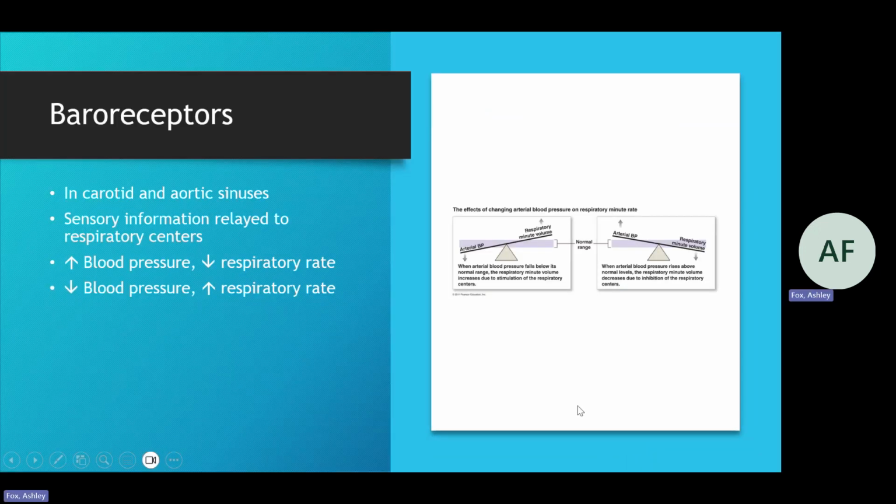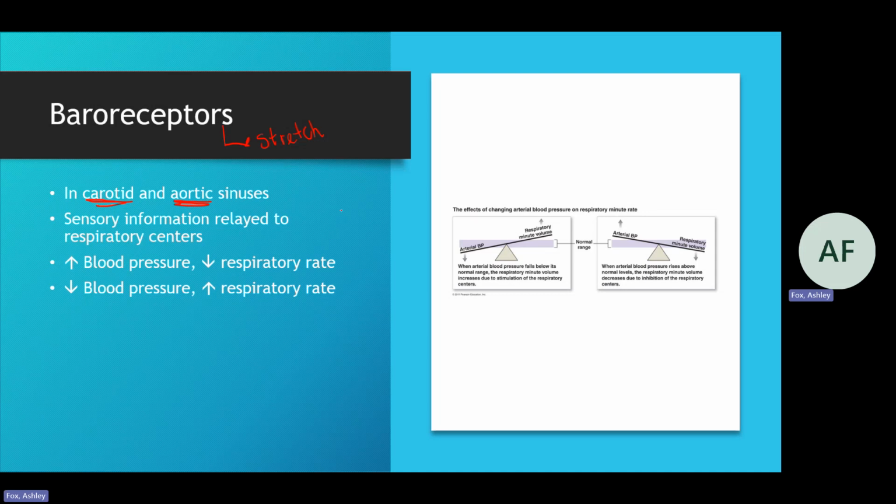This is looking at baroreceptors. So we talked about chemoreceptors. These are baroreceptors, and baroreceptors are stretch receptors. They are found in the carotid sinus and the aortic sinus, in the carotid arteries and the aorta.